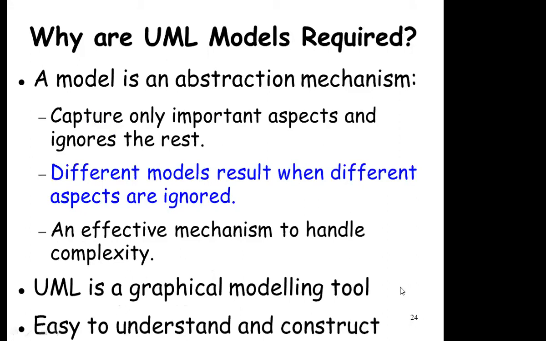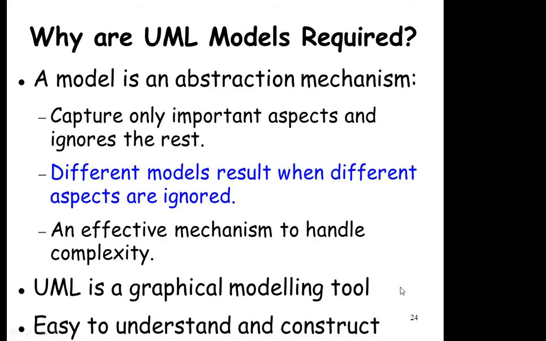UML models are required. The model is an abstraction mechanism. We have to capture some important aspects of the concept and we ignore the rest. So that is the concept of abstraction. Different models result when different aspects are ignored. That is why I was saying that we have different views of a system, in particular according to the needs of a customer. So if we neglect some of the views, then it will result in different types of models.